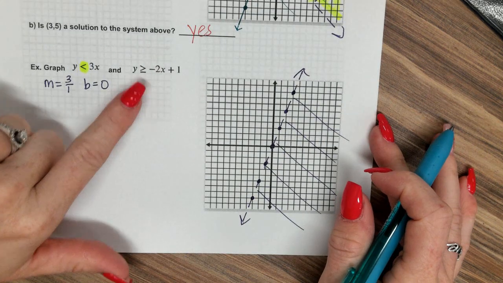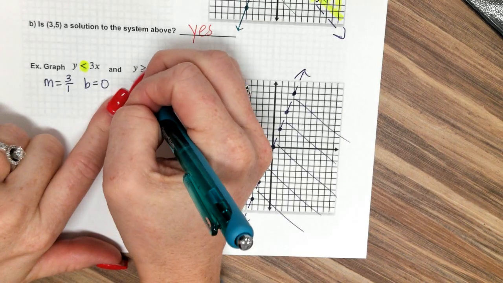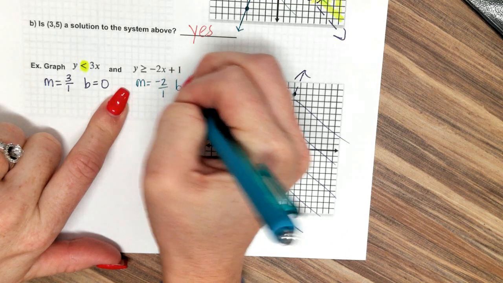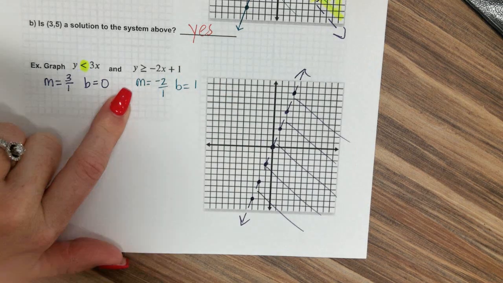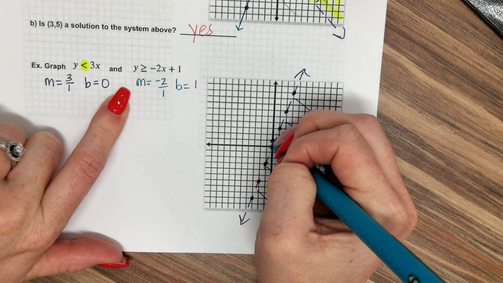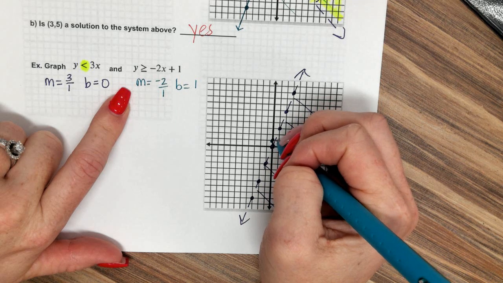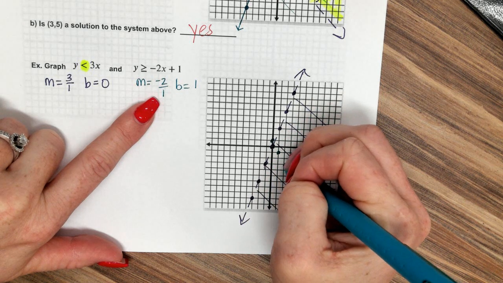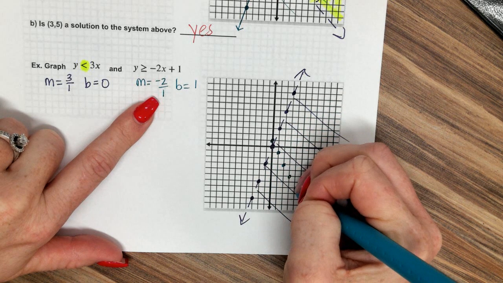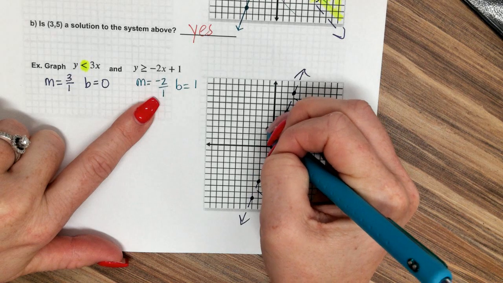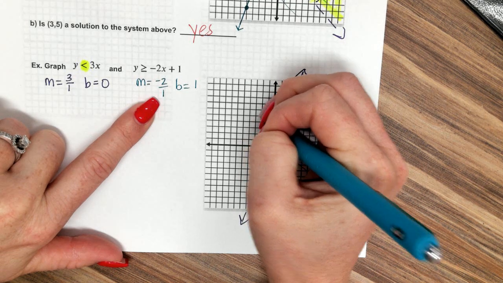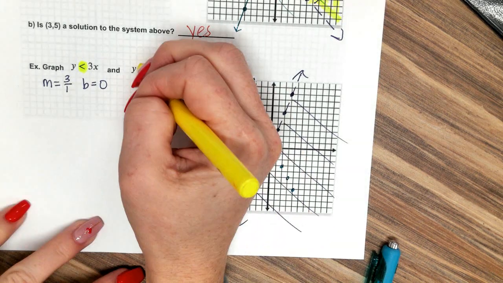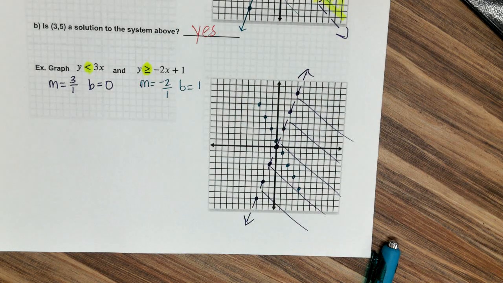Okay, let's do the next one. What is the m, the slope? Negative 2 over 1. What is the y-intercept? Go to the y-axis to 1. You're going to go down 2, right 1, or up 2, left 1. Is this going to be a solid or dashed line? Solid.